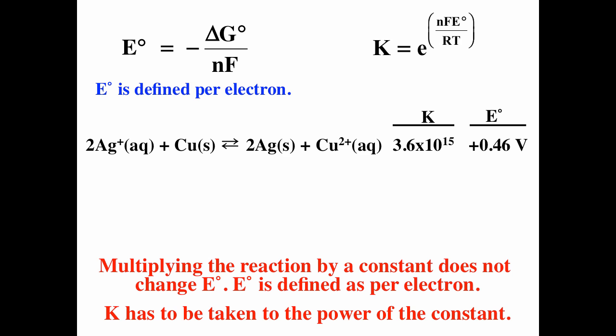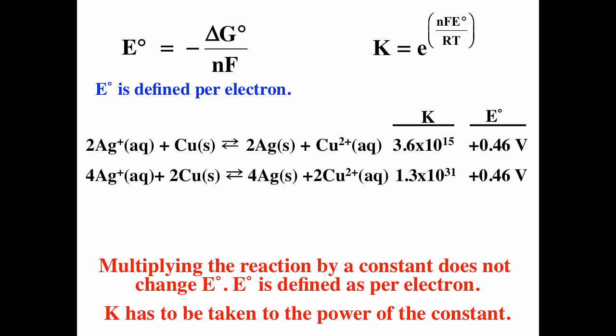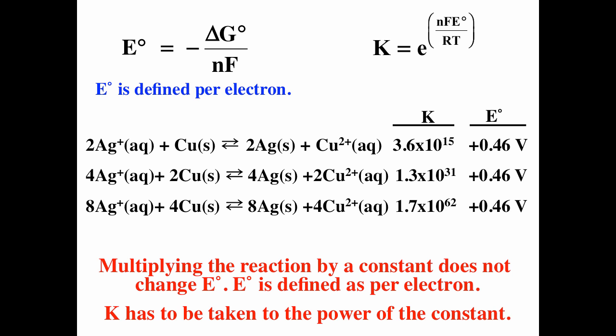Now, if we multiply the reaction times a number, you should remember for the equilibrium constants, you have to take the equilibrium constant to that power. And so if we multiply the reaction times 2, the new equilibrium constant is going to be the old equilibrium constant squared. If we multiply the reaction times 4, then the new equilibrium constant is going to be the old equilibrium constant to the power of 4. But again, that does not change the potential.